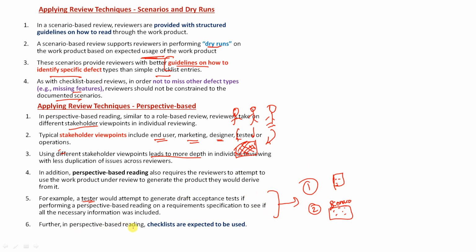Further, in perspective based reading, checklists are expected to be used. So again, checklist is mandatory. The question you get is, in which review types are checklists not expected? They'll give options like perspective based, checklist based, or some other option A and B. If one of them is ad hoc, then you have to click ad hoc as the right answer, because there you will not have any checklist. So you have to remember these things.